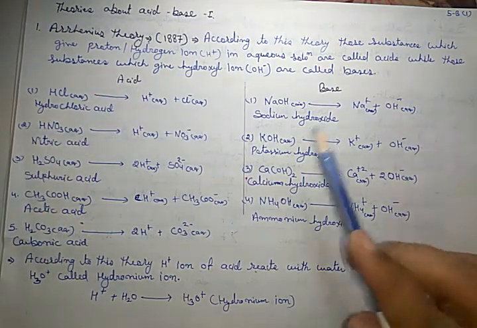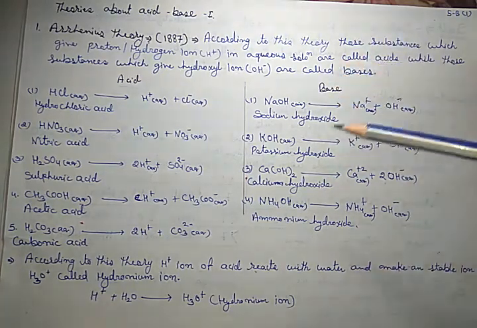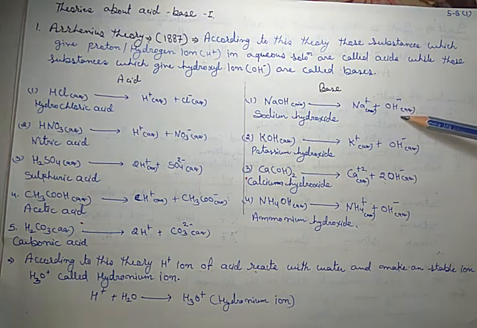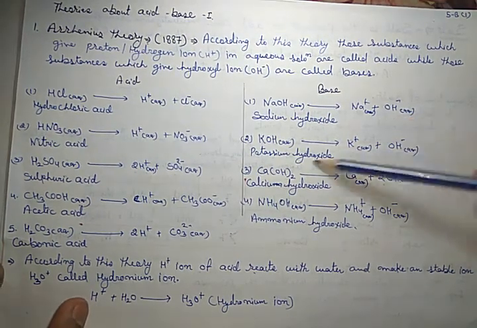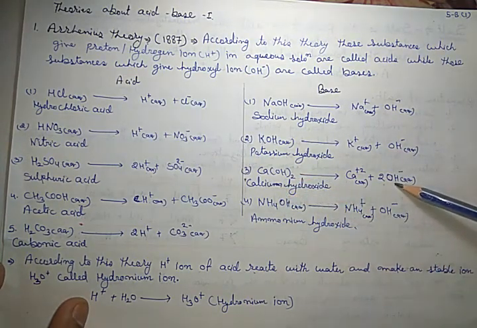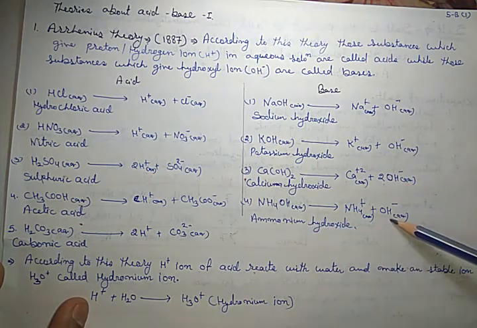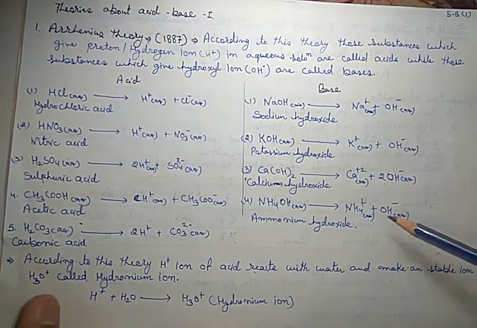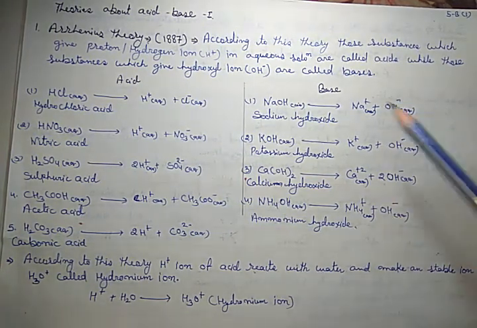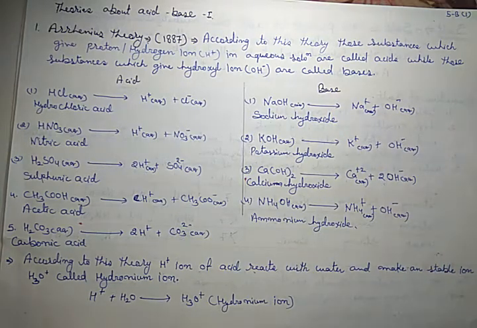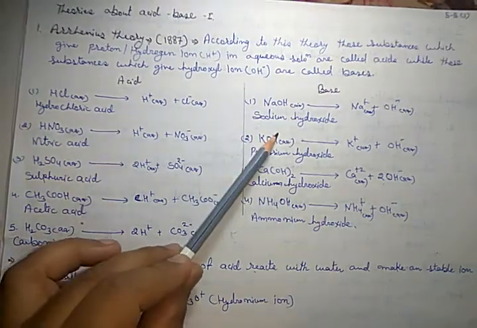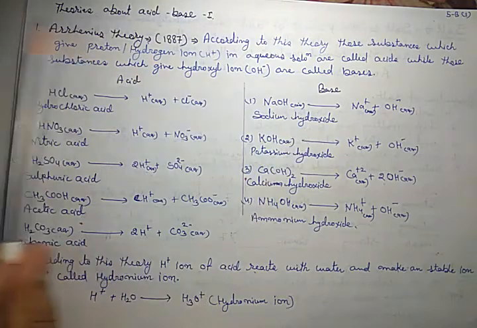Similarly, if we consider bases, take the example of NaOH: it dissolves and decomposes into Na+ and OH-. It gives OH-, that means it is a base. KOH also gives OH-. Ca(OH)2, that is calcium hydroxide, also gives OH-. NH4OH also gives OH-. Because of giving hydroxyl ions, they come in the category of bases. So H+ donors are acids, OH- hydroxyl ion donors are bases. Clear?